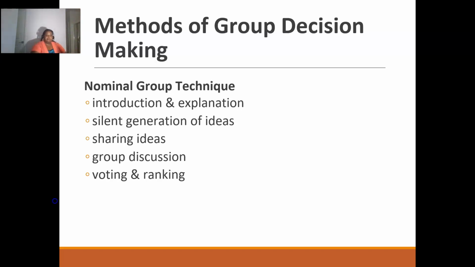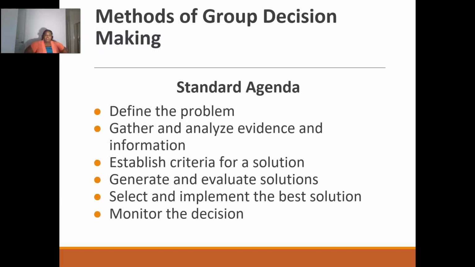implemented. Then we have the standard agenda type of decision making where a problem is defined. Then there's research and we've gathered evidence and information about the problem. Establish criteria for a solution. So which courses of action can we choose from to best solve the problem? Generate and evaluate solutions. So it's the brainstorming process between the group members. Select and then implement the best solution, then monitor the problem.